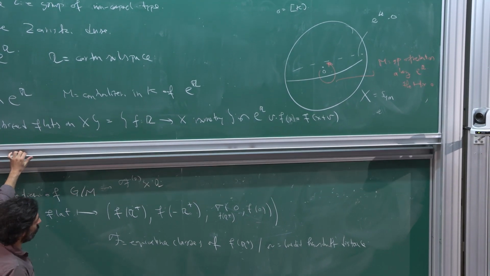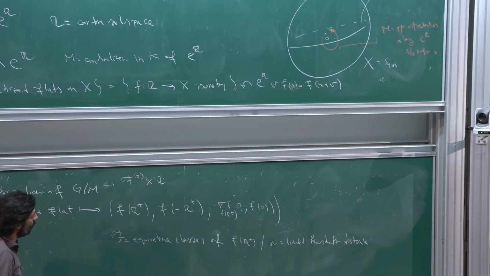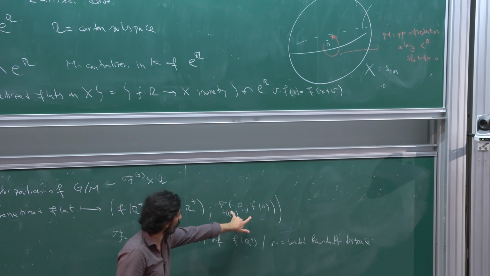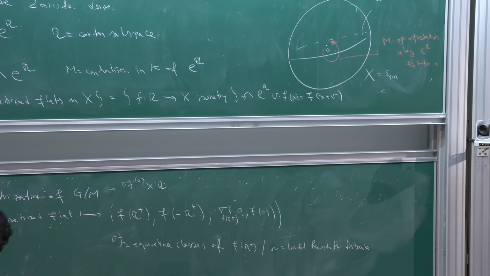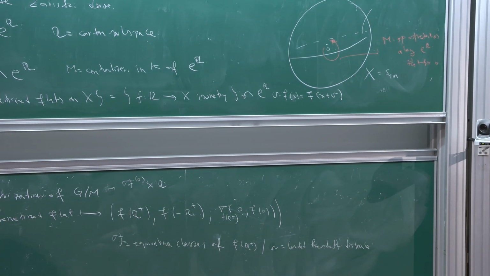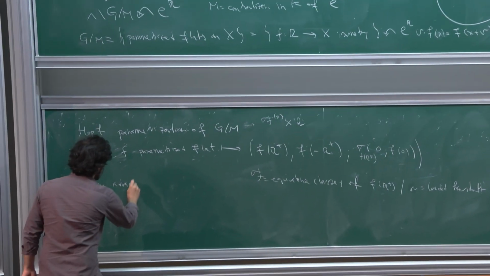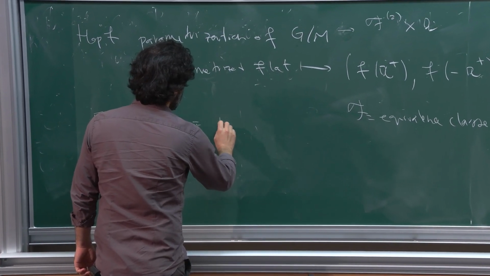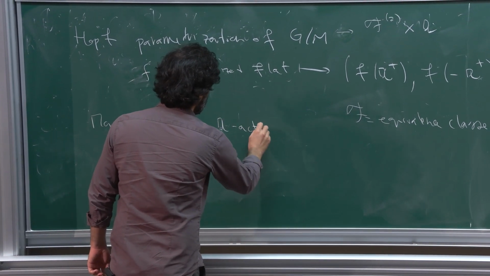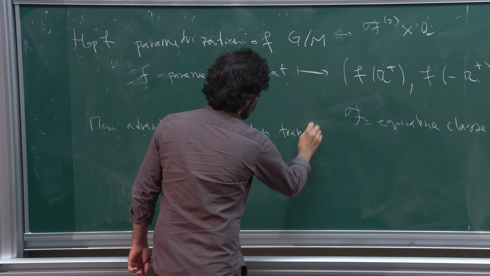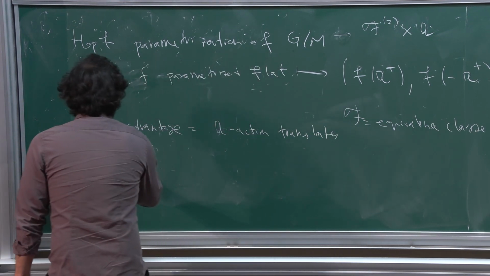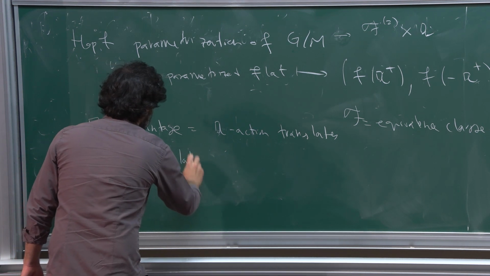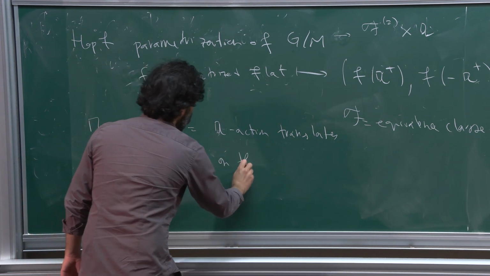So what is good about this parameterization is that the A action is just translation on the last coordinate. So the main advantage is that the A action translates as translation on the last coordinate.